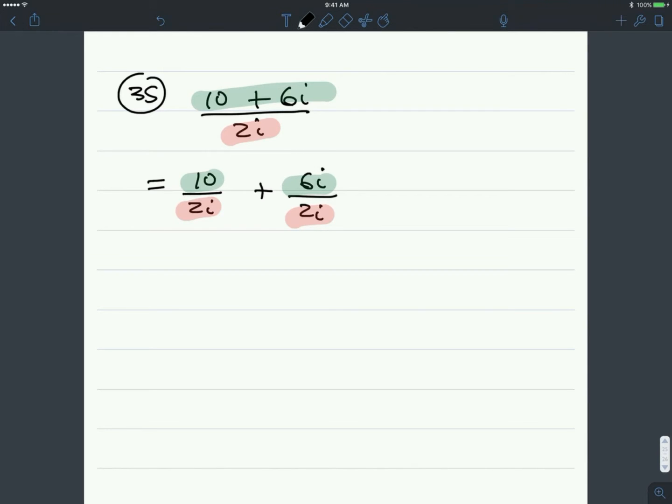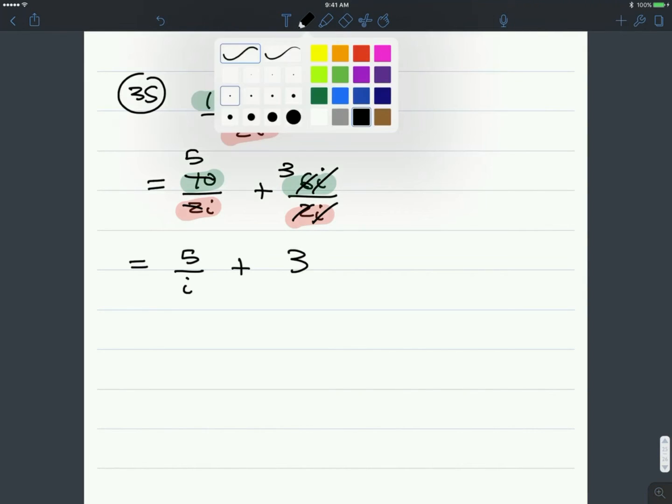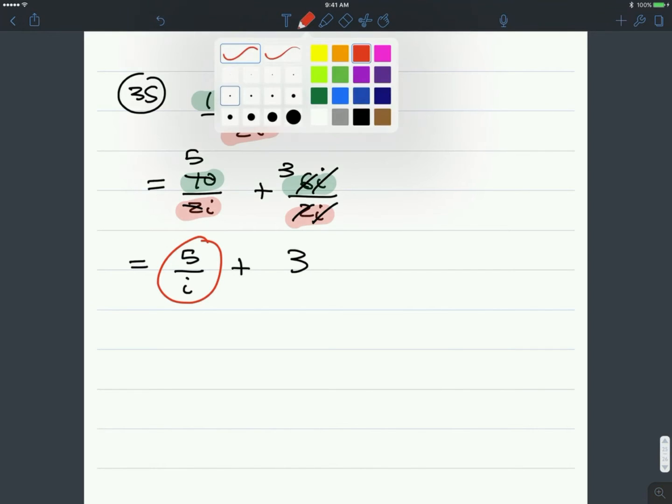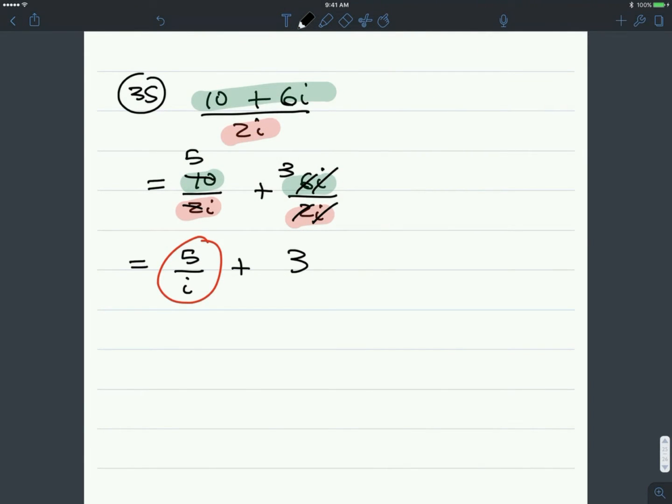So let's simplify each fraction, and let's notice that 10 divided by 2 is 5. So I get 5 over i plus my i's cancel, and 6 divided by 2 is 3. So this is just the number 3. Now, consider the fact that I have to rationalize that denominator. There is an i in my denominator here. I'm going to divide by the i. So how you really do that again is, let's look at the work.